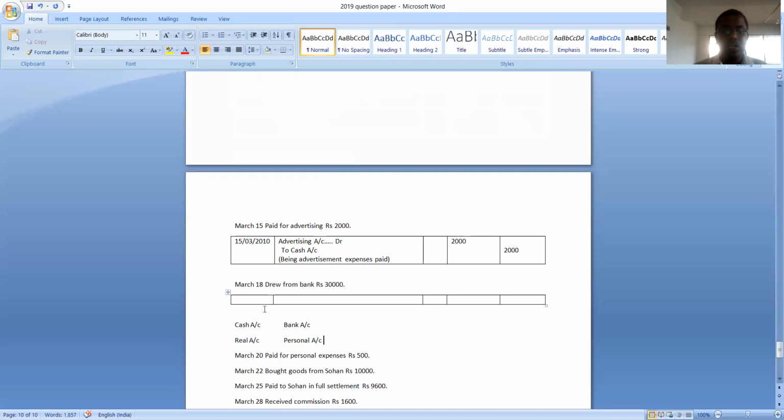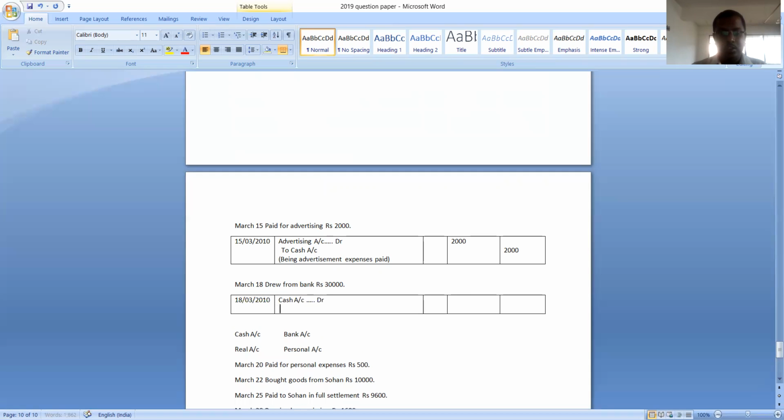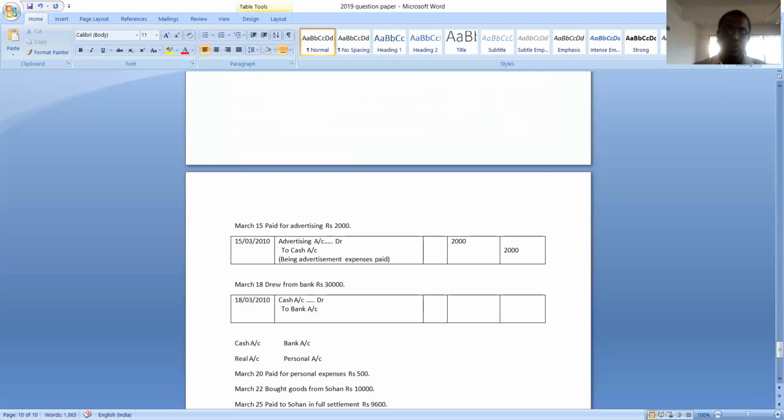Now tell me which account should be debited and which account should be credited. Here cash account is there, so just check whether cash is coming into the business or going out of the business. Drew from bank means cash is coming into the business, so which account should be debited? Cash account should be debited. Which account should be credited? Bank account should be credited, because cash comes in, banker is the giver. Debit what comes in, real account. Understood? Then credit the giver, which account? Personal account. So what is the narration now?